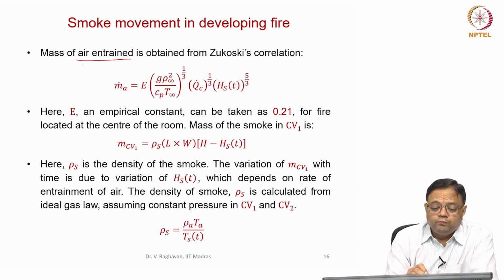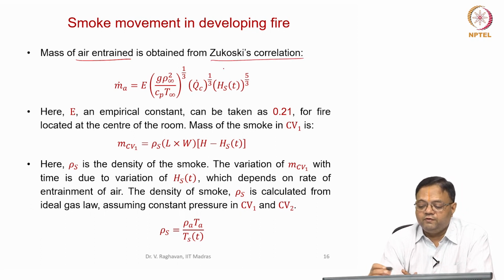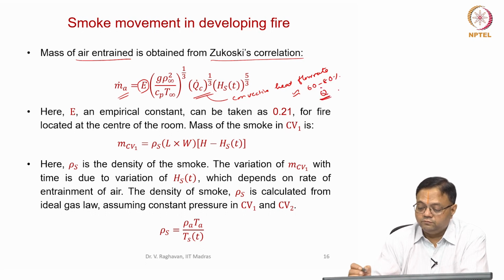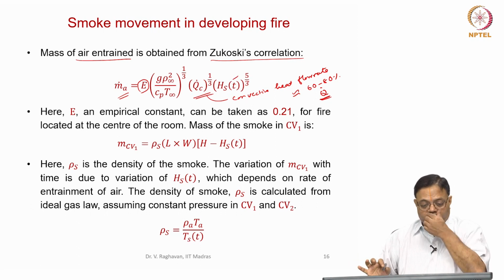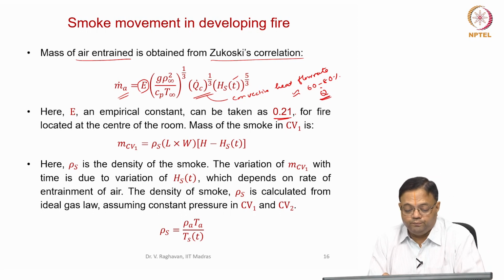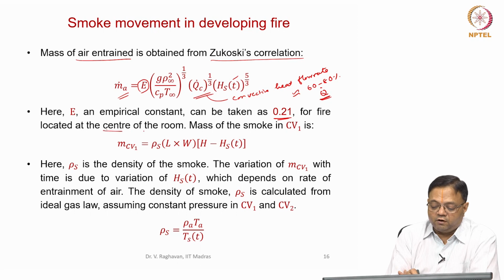The mass of air entrainment can be got from the Zukowski correlation, which we have seen in the last module. It is some empirical constant into some ambient conditions, then the heat flow rate. This is the convective heat flow rate, which is 60 to 80% of the total heat release rate Q dot. Then Hs, the height of the smoke layer, which is a function of time, to the power of 5 by 3. That's it. The empirical constant is some number from the experiments, say 0.21, considering the fire located at the center of the room.